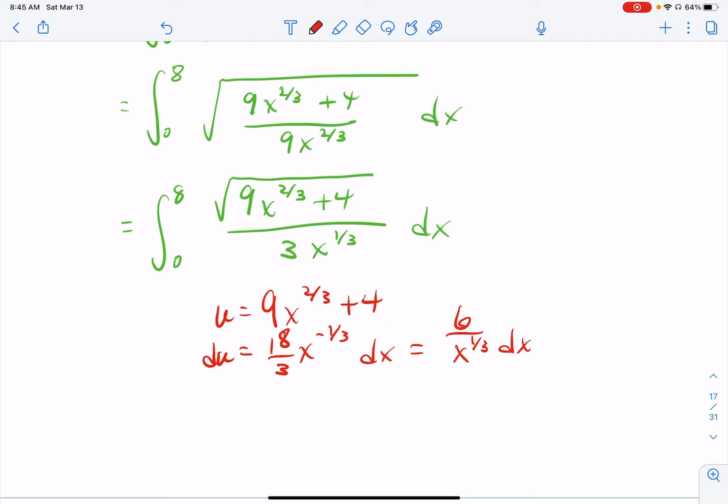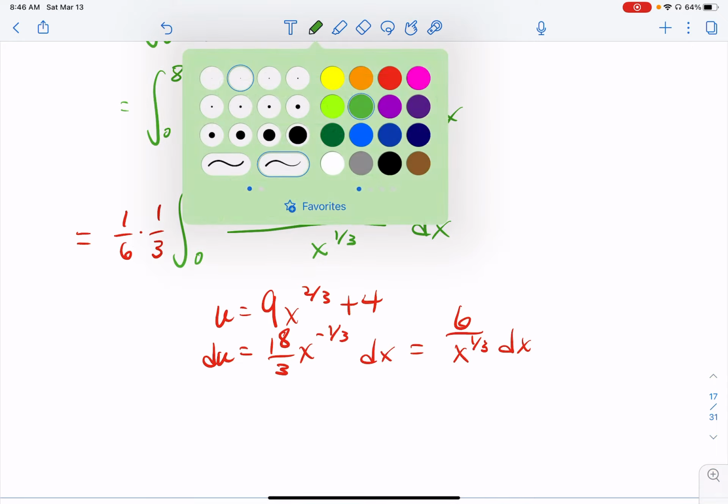So first of all, I'm going to bring this 3 outside, so I'll have this 1/3 on the outside instead. Down on the bottom, the x to the 1/3 and the dx are covered, but I still need a 6 here. So I'll put a 6 in here, and I can do that as long as I compensate with a 1/6 on the outside. Okay, I think we are ready to go.